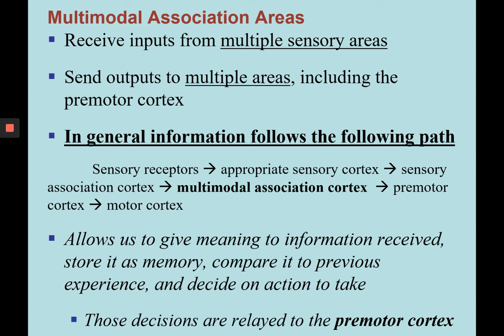So really what the multimodal association cortex is doing is allowing us to give meaning to information we receive from multiple sensory stimuli. We may not do a whole lot of motor output other than store it as a memory, compare it to previous experience, or decide on an action to take. So every time you see, hear, smell, taste, we don't have to have a huge motor output, but something is occurring even if it's just the storing of that information. All those decisions, that motor output or the idea that is made by the multimodal association cortex, has to be relayed to the premotor cortex and then communicated to the motor cortex in order for action to take place.